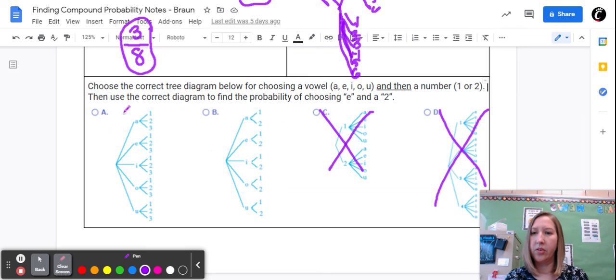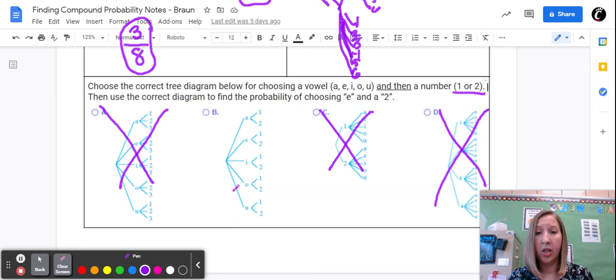So we're going to look at each of these. So in A, we have A, E, I, O, and U, but then off of each of those, we have 1, 2, and 3. We're only looking at choosing a number 1 or 2. So A is not going to work. It's actually going to be B because we have our vowels, and off of each vowel, we have 1 and 2. So B is going to be our correct tree diagram. And then I don't know why it keeps disappearing. We'll just go with B.